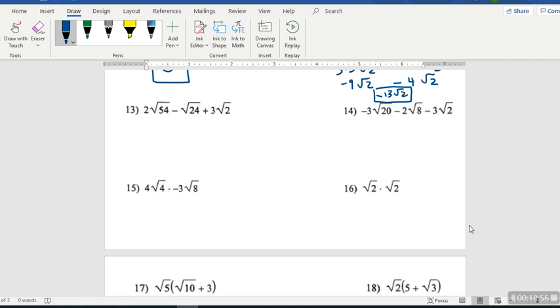Okay, 13, 2 root 54 minus square root 24 plus 3 root 2. Can't combine anything as they are, so let's simplify what we can. 2 root 9 root 6. This will be root 4 root 6 plus 3 root 2. Let's go ahead and skip this middle step. We know this is going to be 3, and this 3 times the 2 already out is going to be 6 root 6. Minus, we know that's 2 root 6 plus 3 root 2. These are like radicals, so we'll go ahead and combine them. 6 root 6 minus 2 root 6, 4 root 6 plus 3 root 2.